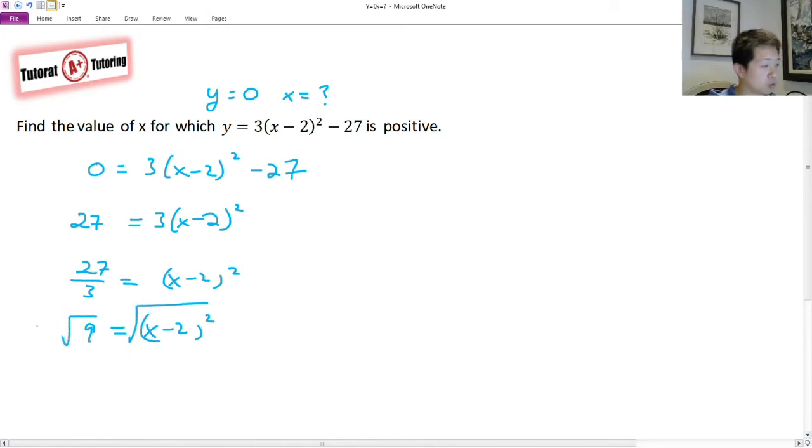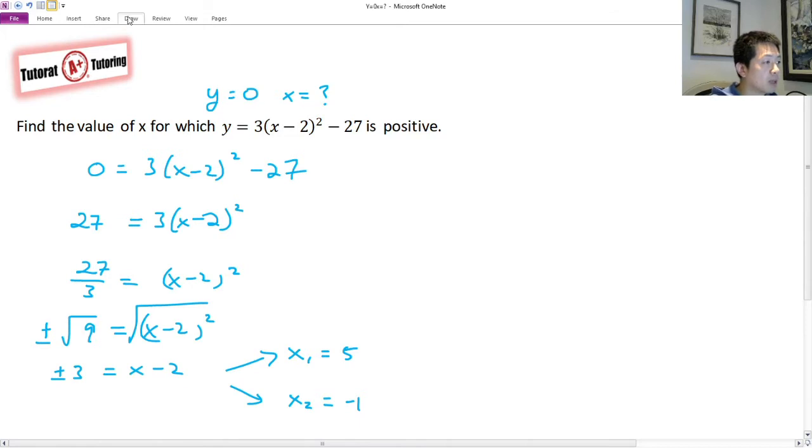When I take the square root, I have to put plus or minus, which gives me plus or minus 3 equals x minus 2. So I will have two answers. x1 is equal to plus 3 plus 2, which is 5. The other one is minus 3 plus 2, which is minus 1. So I have 5 and minus 1 as my zeros.